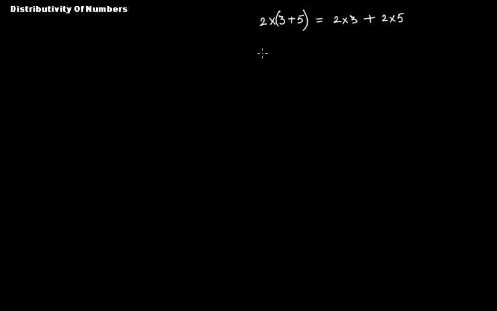Another can be, if we have 2 times, within parenthesis, 10 minus 5, let's say, then you will say that it is 2 times 10 minus 2 times 5. This is distributivity of multiplication over subtraction. Let me write this here.